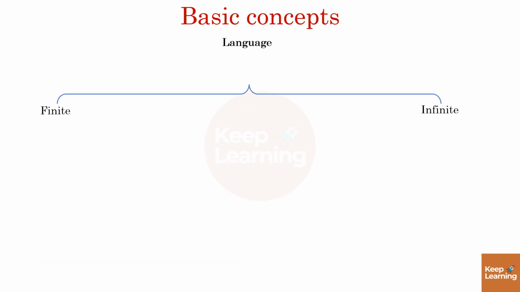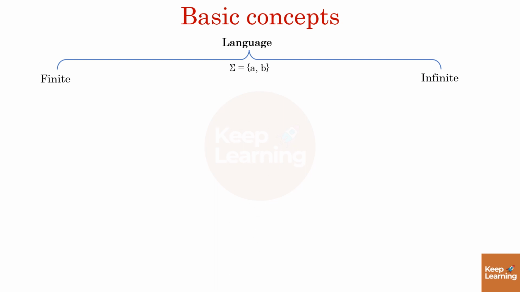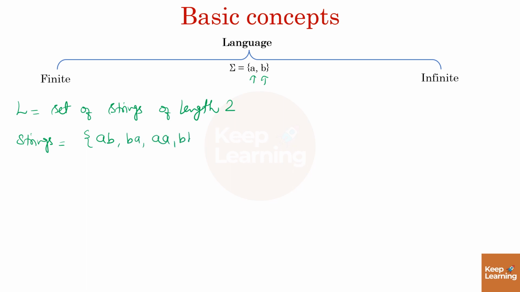Languages can be of two types, finite and infinite. If sigma is given to you as AB, it means these are the input alphabets A and B. And if the language is set of strings of length 2, what strings can be generated whose length is 2, and what is our input alphabet? A and B. So one can be AA, AB, BA, and double B. So the number of strings that are generated is finite, which are 4. So the number of strings are finite, which are 4 in this case. So the language will also be finite.